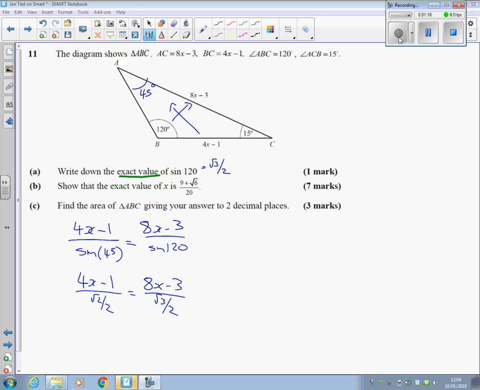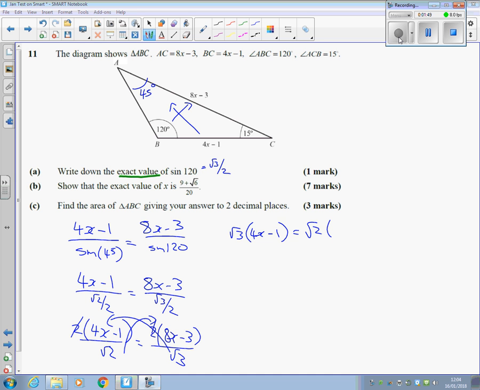Dividing by the fraction here is the same as multiplying by that one upside down. So I've got 2 lots of 4x minus 1 here over root 2 equals 2 lots of 8x minus 3 over root 3. I might just cancel those 2's rather than multiply it out. You could do whatever you like there. And now I'm going to multiply up these square roots. So I've got root 3 times 4x minus 1 equals root 2 times 8x minus 3.